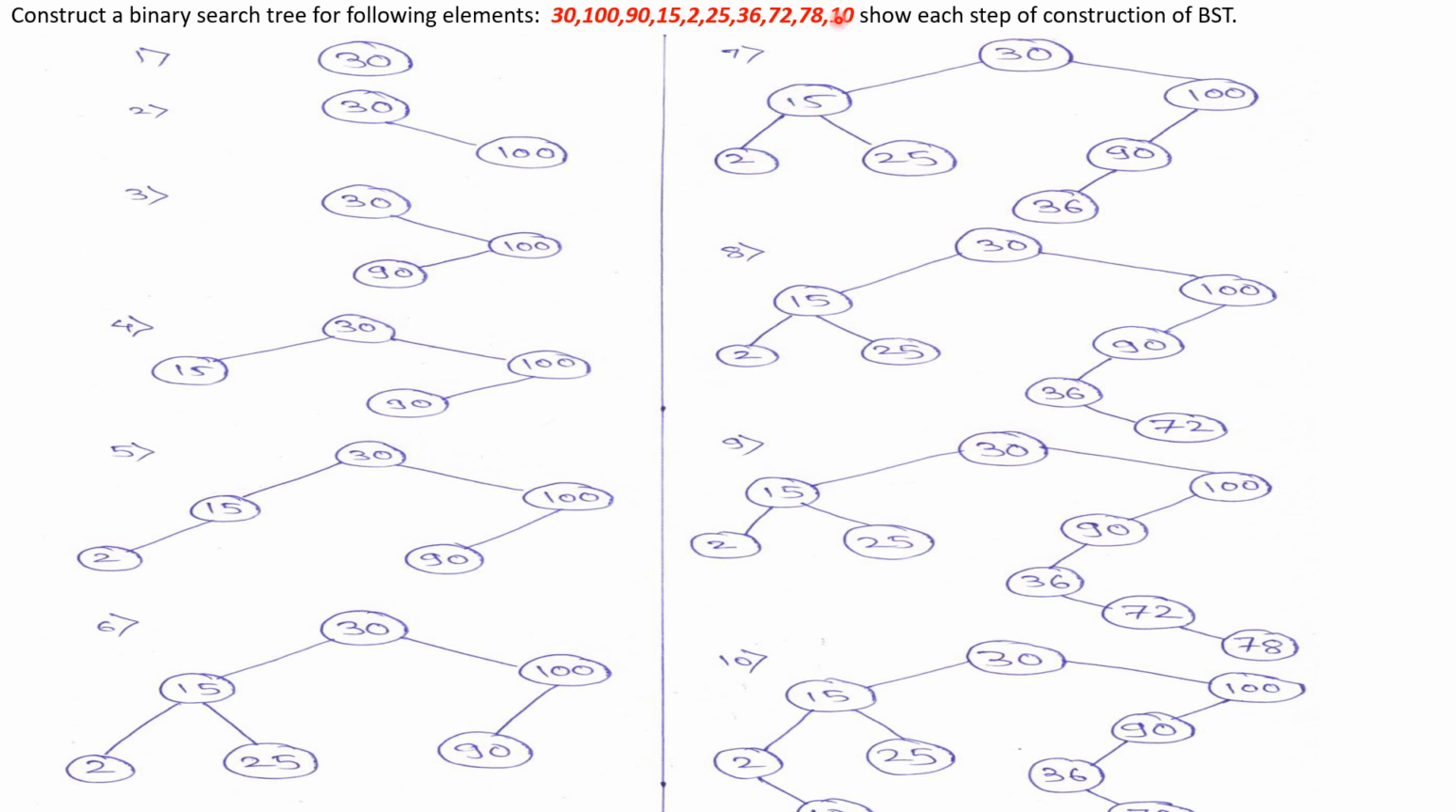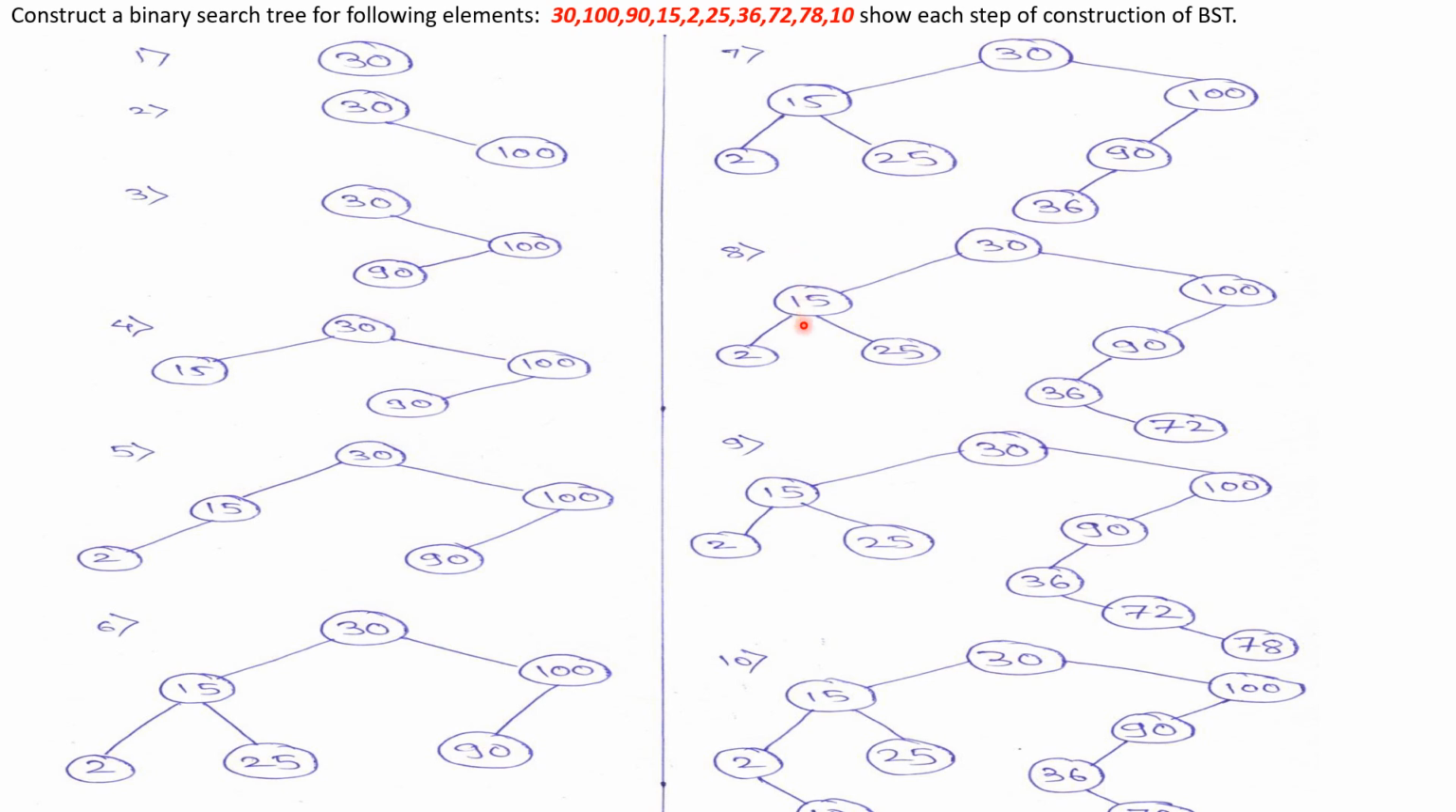Let's see here, 10. 10 is less than 30. That's why on this side. But compared with this element, 10 is less than 15. So that's why it is on the left side. Again, we have to compare with the 2. So 10 is greater than 2. That's why it is on the right side of the tree.